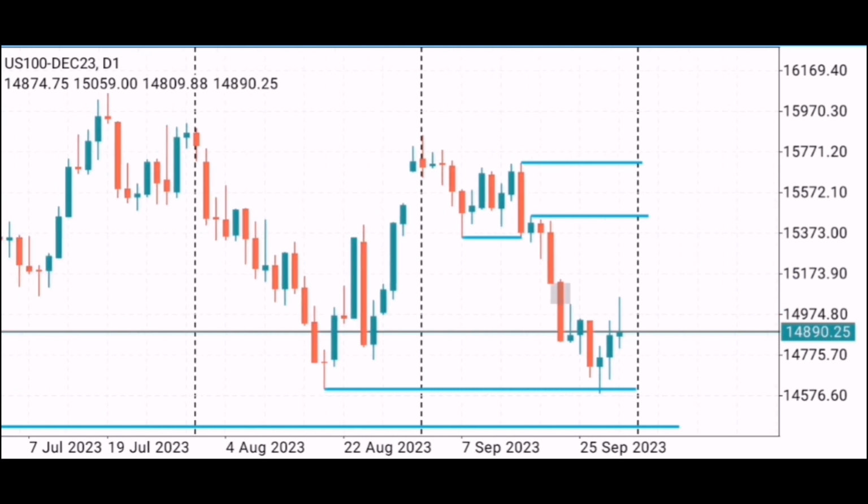The most likely scenario to take place as far as the US100 is concerned is bearish momentum to continue.